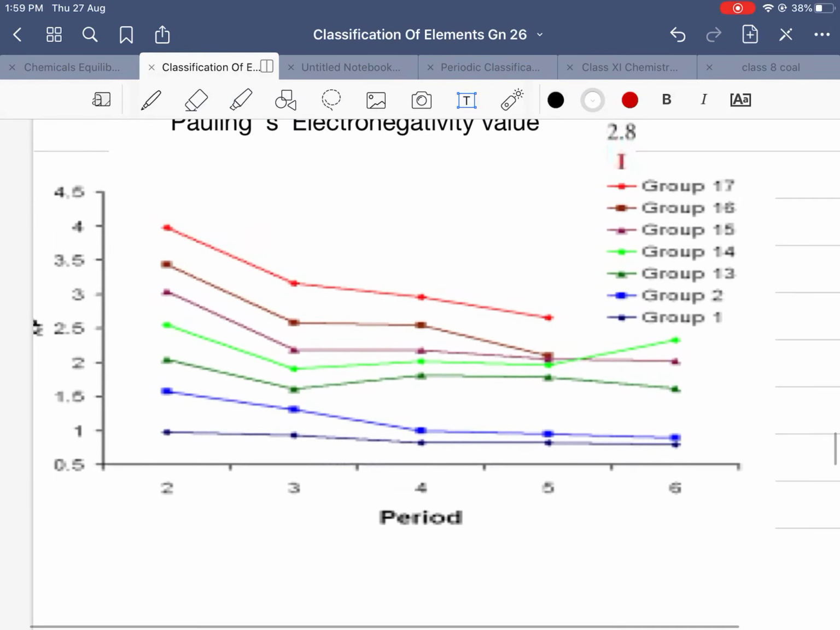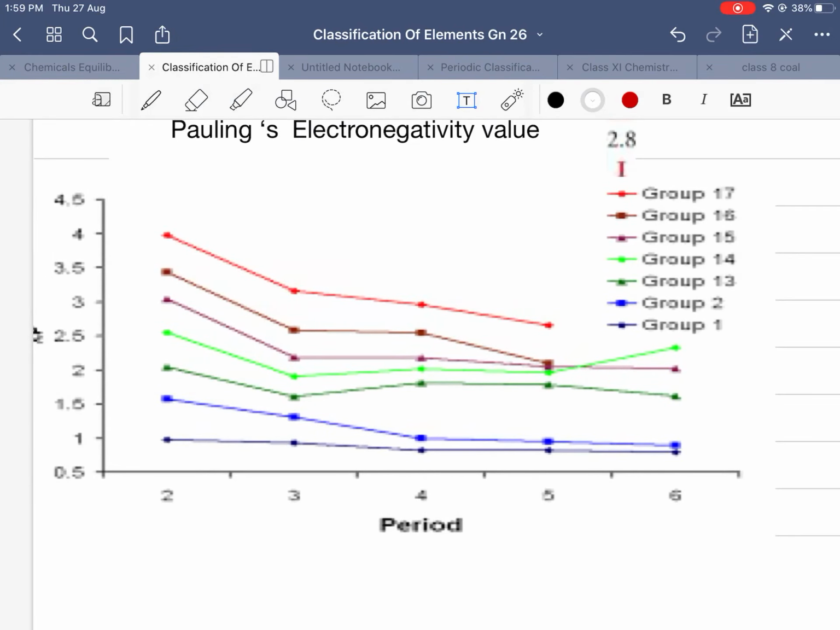Thus, electron gain enthalpy is the energy released when an electron is added to the valence orbital.